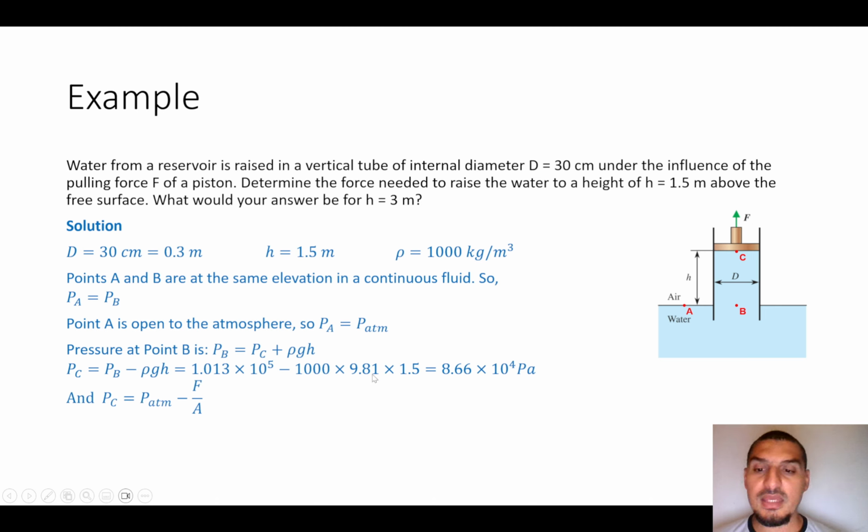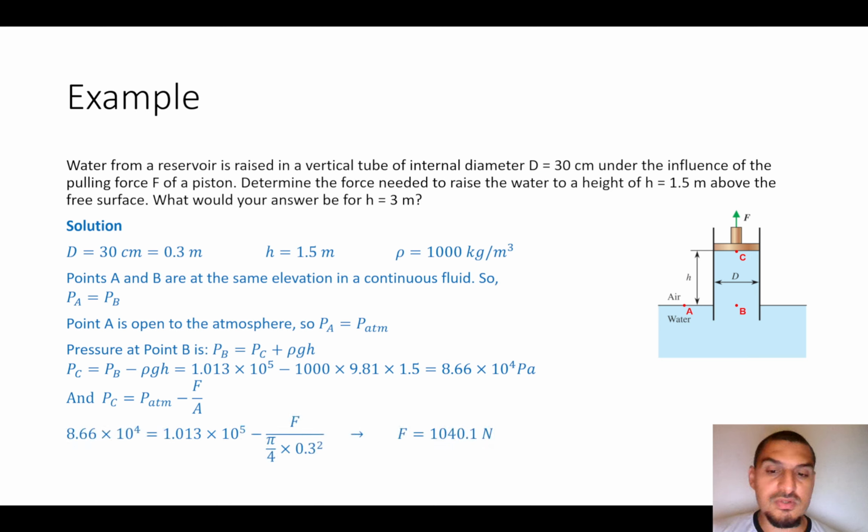Okay, and this minus is very, very important. Otherwise, if we put it positive, then the force would be acting in the same direction as atmospheric pressure, which will be a totally different problem. And of course, we know the area, we know the atmospheric pressure, so we can just substitute all the numbers that we have to calculate the force, which is 1040 newtons. So this is the second problem.